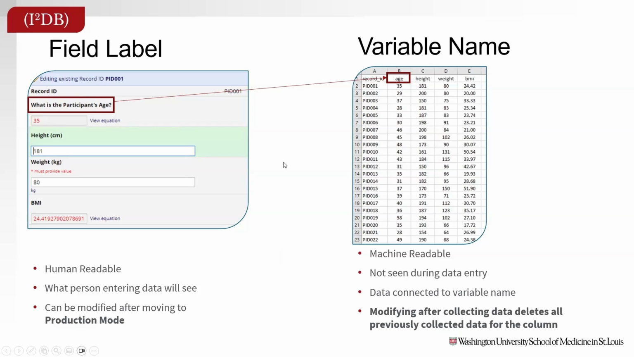your study, and if the data still means the same thing. Like for example, if I change the age variable, the field label on age, to say what is your height, that wouldn't make very much sense with what the data was before. So you can make minor changes to, like I could change this to just say participant's age instead of what is the participant's age, and that would not be a problem.